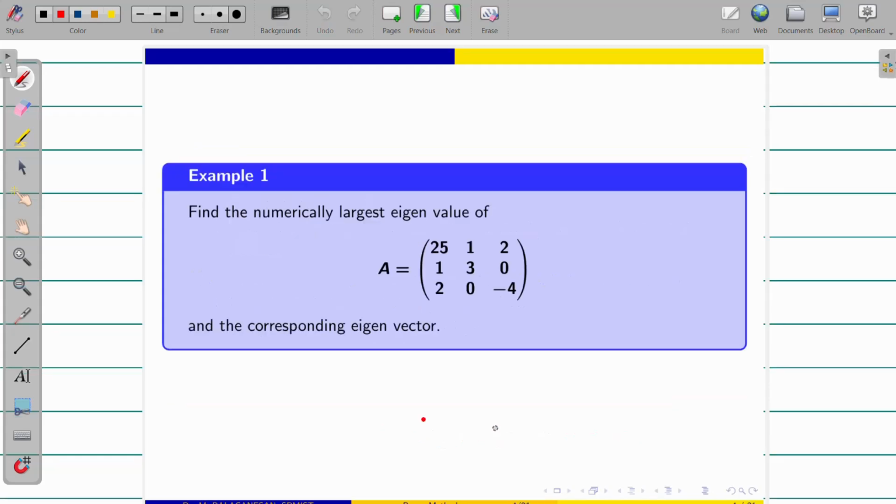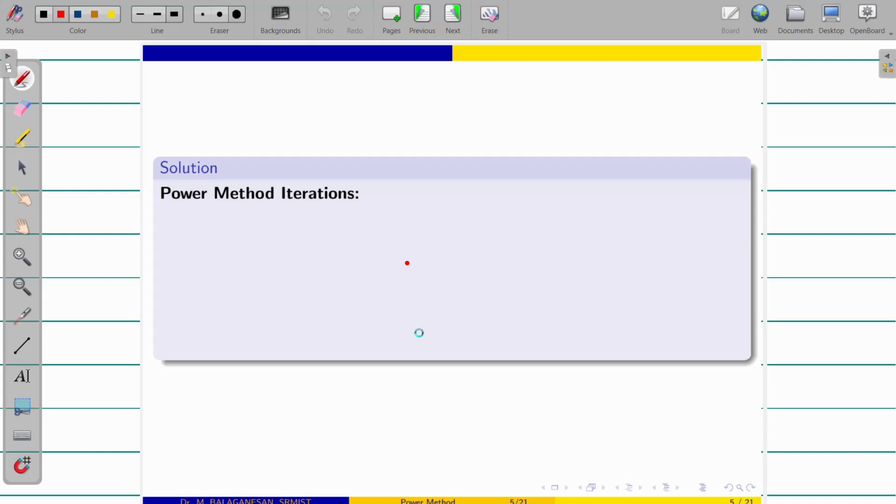Right. Now, I have given one problem. Using this example, I would like to explain the concept of the power method. Find the numerically largest eigenvalue of A and the corresponding eigenvector. It should be the numerically largest eigenvalue, and they asked to find the corresponding eigenvector. Right. Come to the point. Power method iterations, as I told you already, is an iterative process. So initially we are going to assume one eigenvector, a column vector x1 equal to (1, 0, 0).